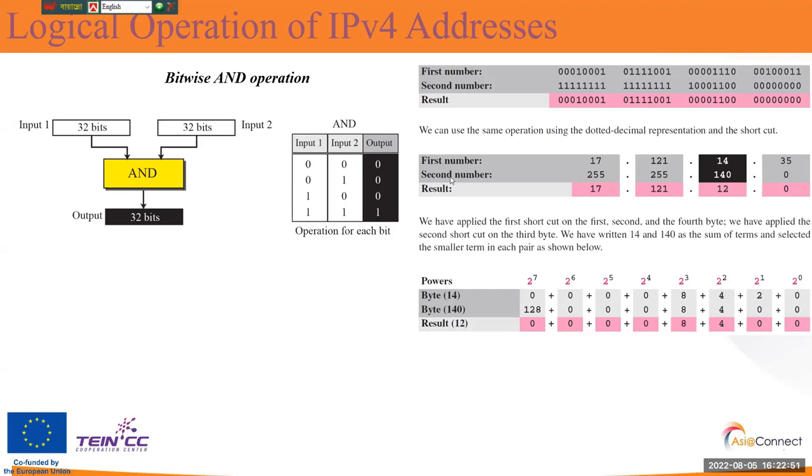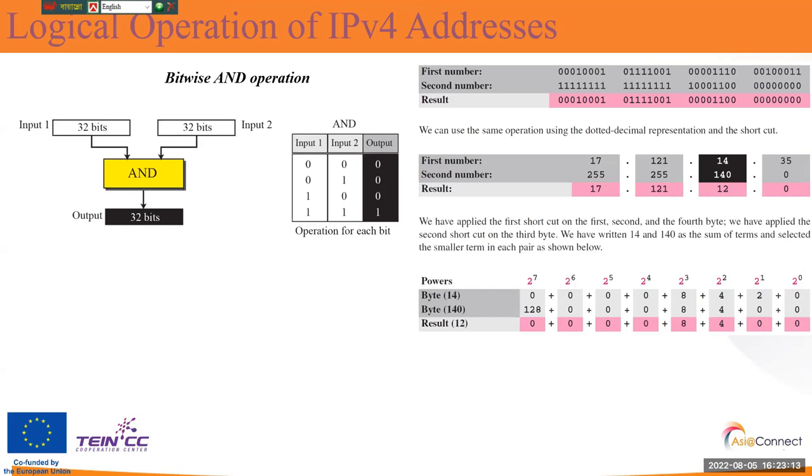But for decimal notation, the main issue is that we need this basically for routing. When a PC sends a packet as a source to its destination, when a packet is sent from one host to a router, then how does the router find the network address?